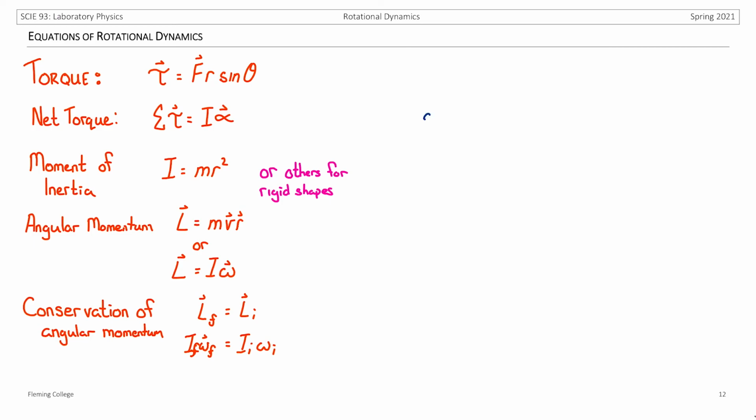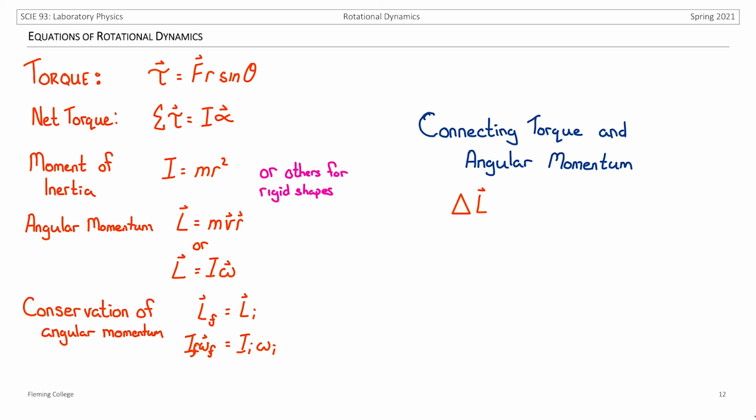Something we didn't have time to talk about today, but is a formula you might find useful, is that we can connect torque and angular momentum. Remember, a net torque will change our angular momentum. So the change in angular momentum will be equal to torque multiplied by the amount of time the torque was applied over.